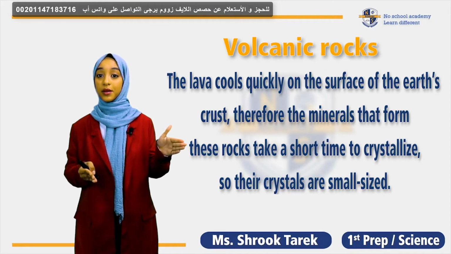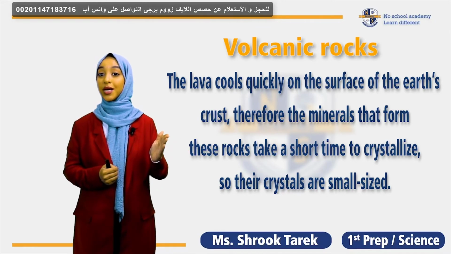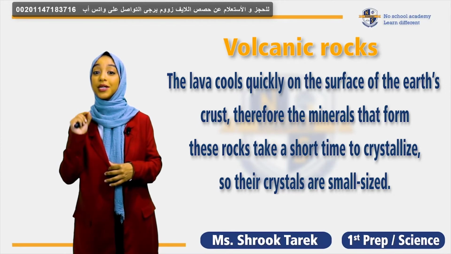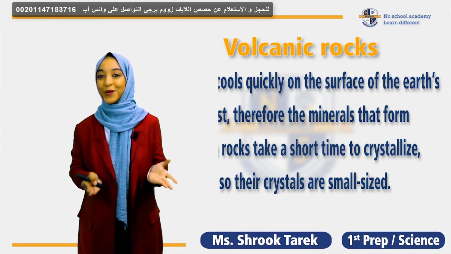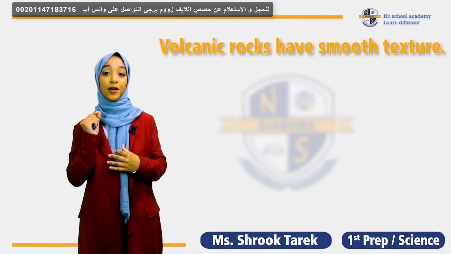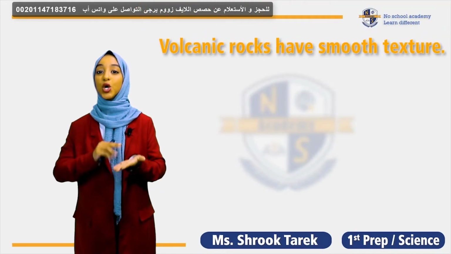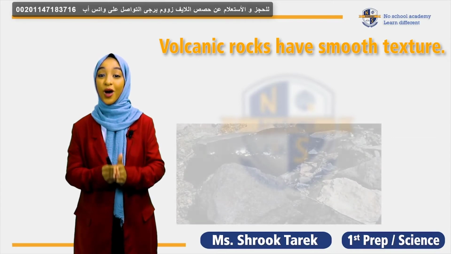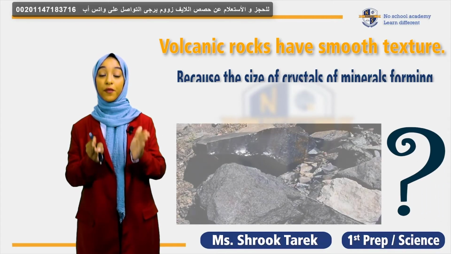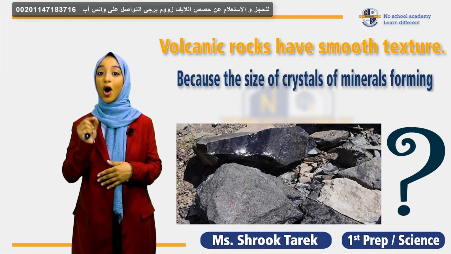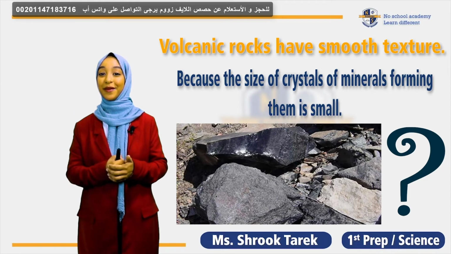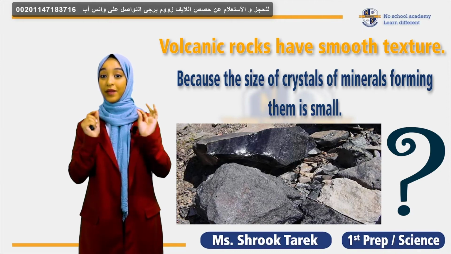Actually the opposite. يعني لو جينا قلنا إن plutonic large sized crystals يبقى عكسها على طول في volcanic small sized crystals. يبقى كمان ممكن نجاوب على السؤال ده مع بعض. Why volcanic rocks have smooth texture? Yes, because the crystals of minerals forming them are small. برافو عليكم. Very good. طيب خلينا بقى آخر حاجة نراجع برضو.